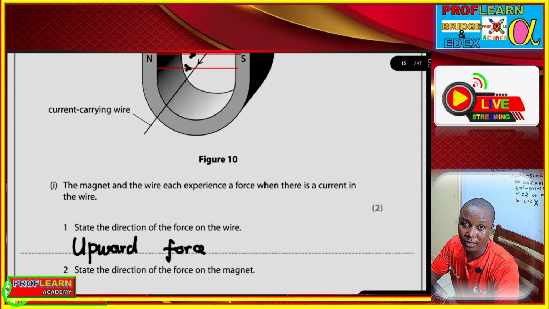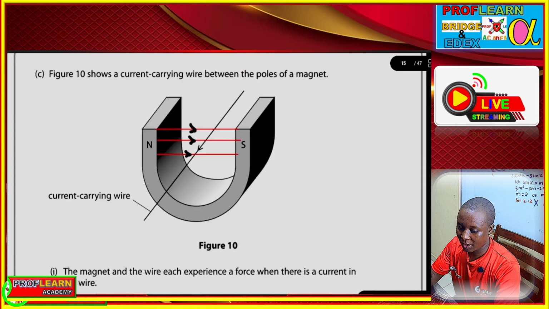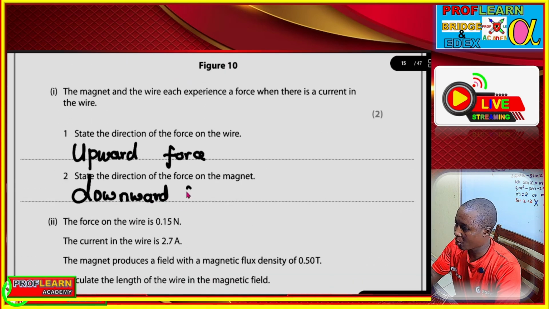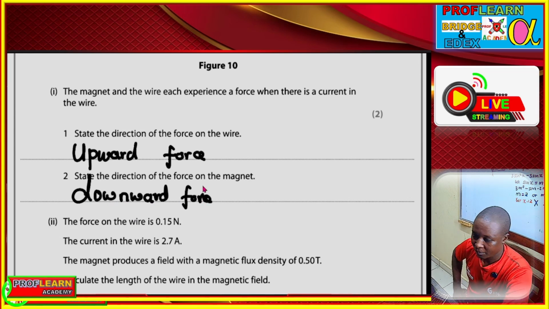For every action there is an equal reaction force, and that's going to be in the opposite direction. That is according to Newton's third law of motion.